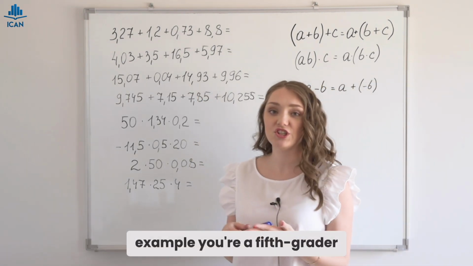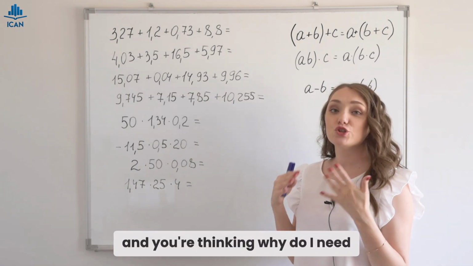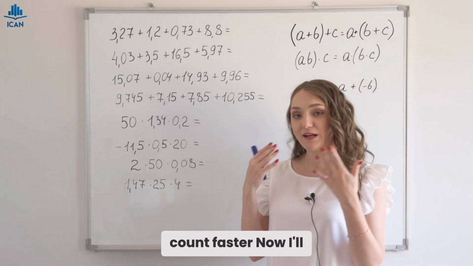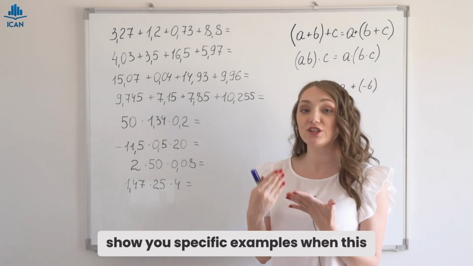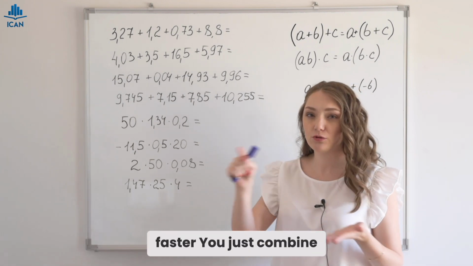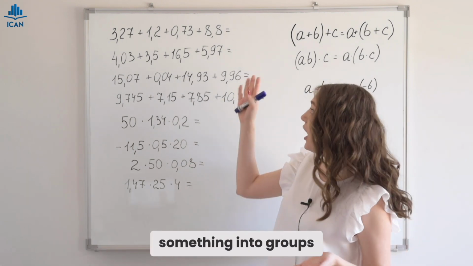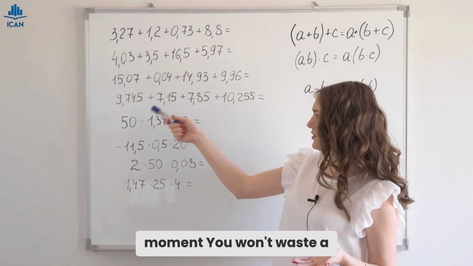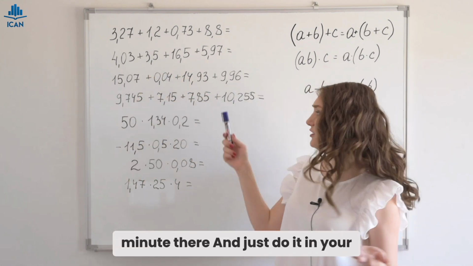For example, you're a 5th grader and you're thinking, why do I need to know this then? This is done to count faster. Now I'll show you specific examples when this rule comes in handy for counting something faster. You just combine something into groups and you won't need a calculator at this moment. You won't waste a minute there. And just do it in your head.